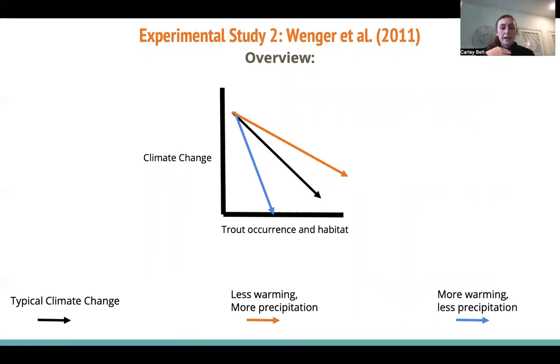But based on the data, as climate change increased, the typical climate change, which is the black arrow, decreased at a steady rate. But then the orange arrow, which is less warming and more precipitation, also decreased, but at a much slower rate. While the more warming and less precipitation modeled by the blue arrow decreased at an extremely faster rate than both of the other two. So under any climate change condition, trout lost habitat in this study, but the most detrimental conditions for trout were the more warming and less precipitation conditions.